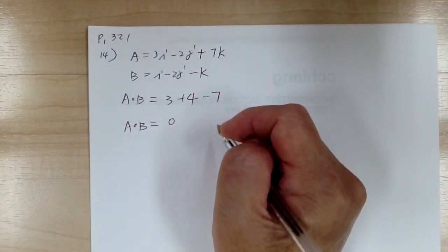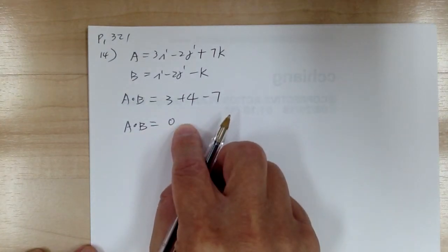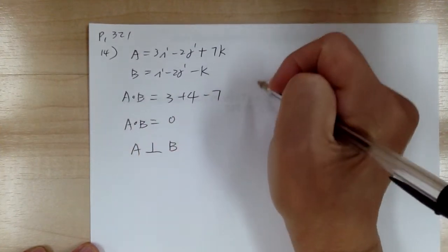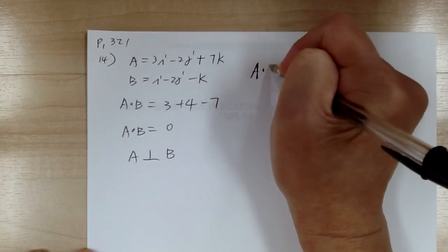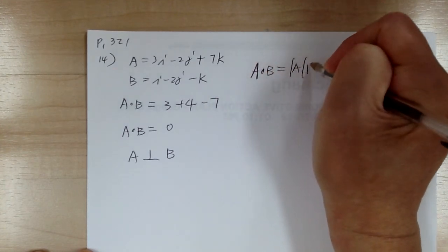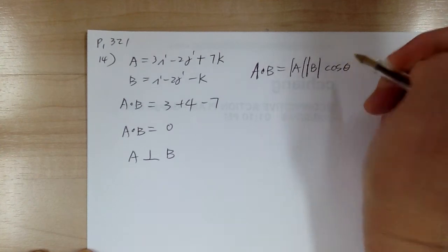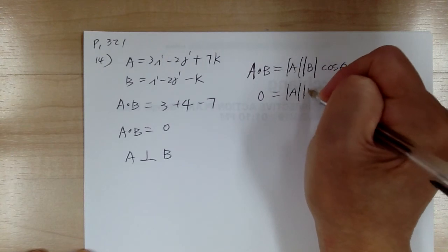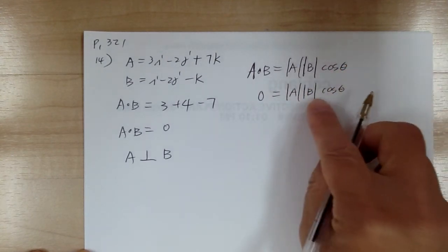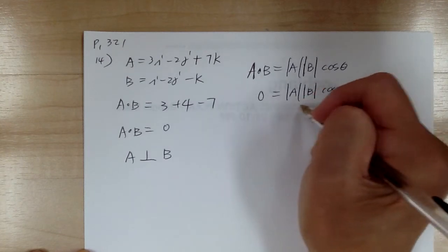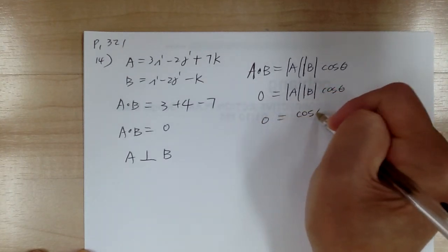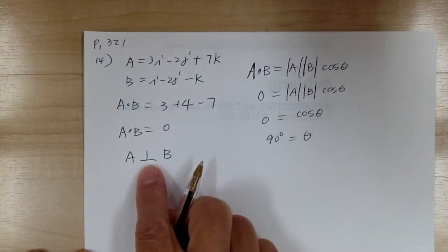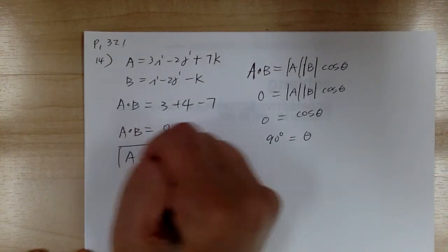Okay, so when the top part equal to 0 means they are perpendicular. So that means A is perpendicular to B. And the reason is because, remember the equation? Because the equation, the A dot B equal to A B cosine theta. So when A dot B equal to 0, you get this situation. And you divide by AB, you still get 0 equal to cosine theta. And therefore theta equal to 90 degrees. Okay, 90 degrees means perpendicular, right?